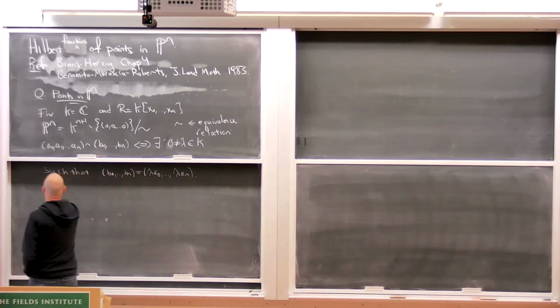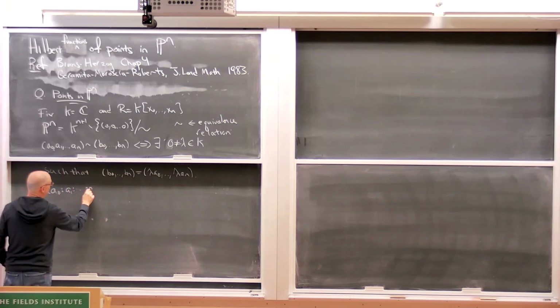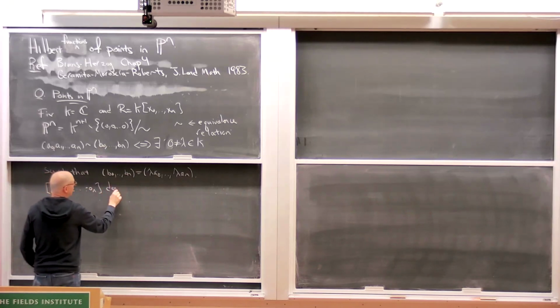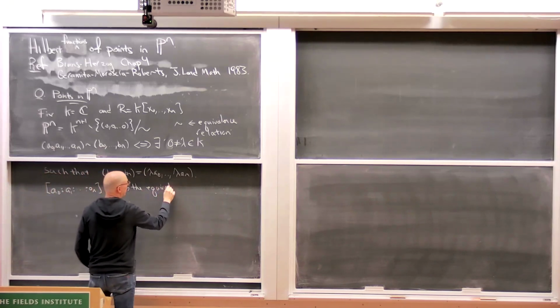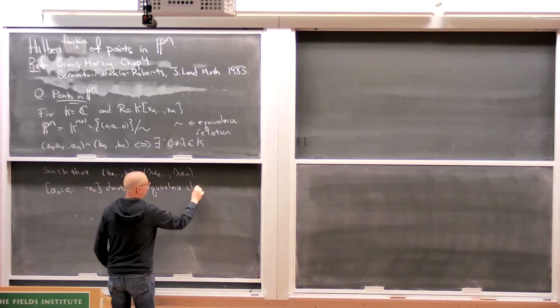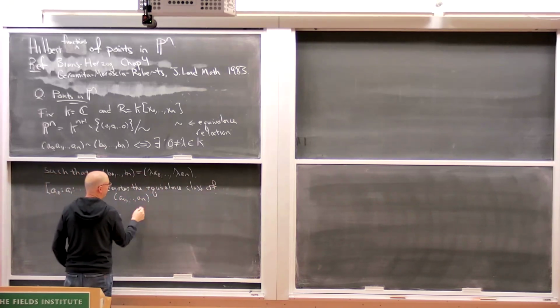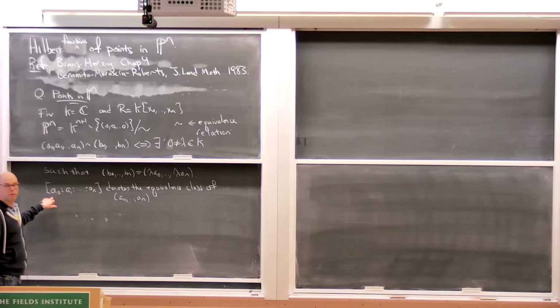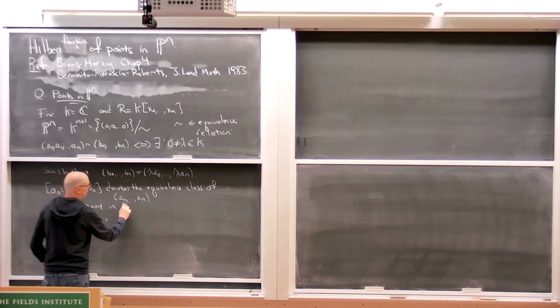So A0 colon A1 colon up to An denotes the equivalence class of a particular point, right? Or of an n+1 tuple. And this is what we would call a point in Pn, okay? So this is a point in Pn.